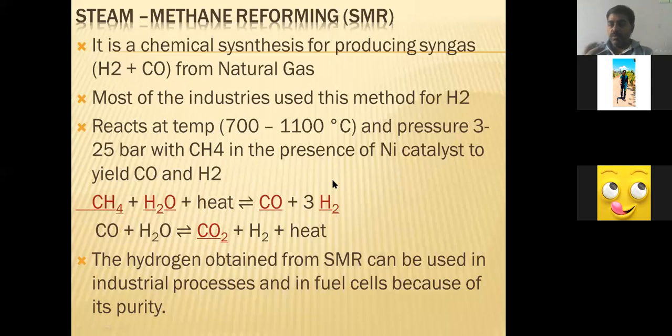And for further increasing the speed, we use nickel as a catalyst, where the methane reacts with the water content, and carbon dioxide and H2 are the final products. So this is the methodology we use for the production of hydrogen.